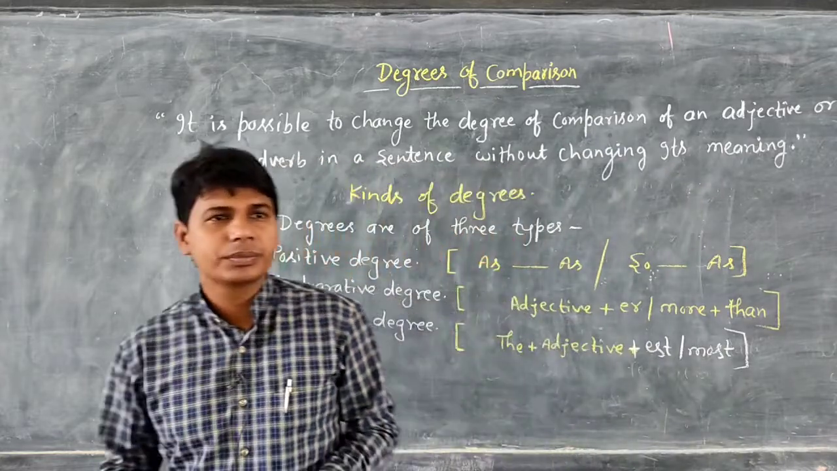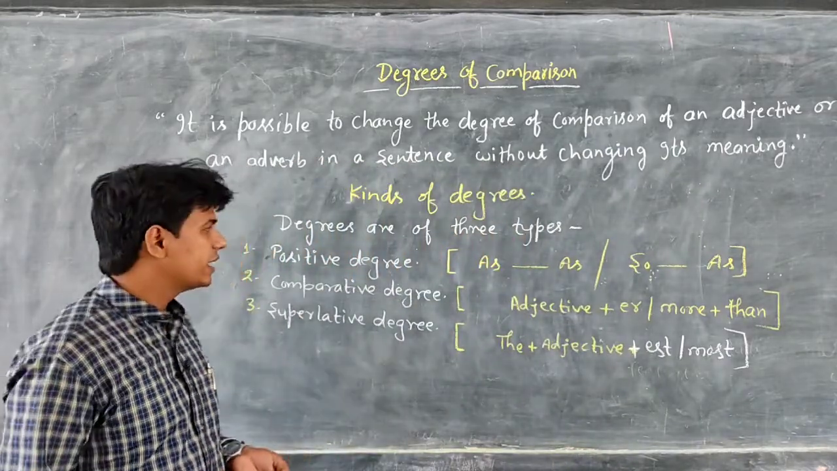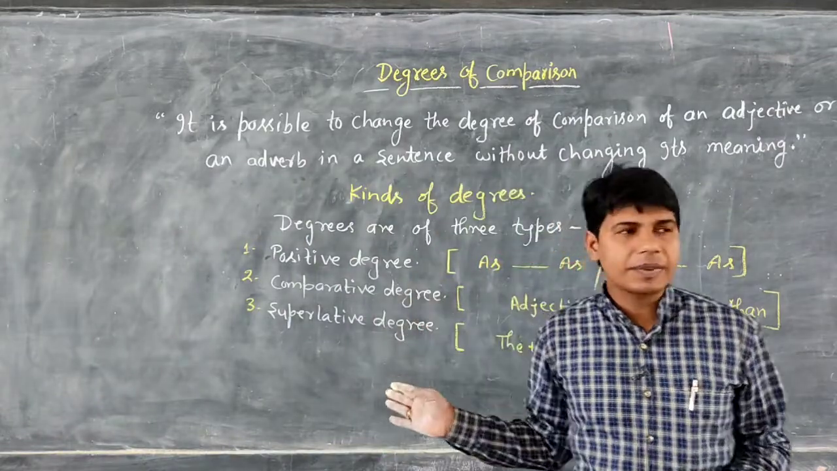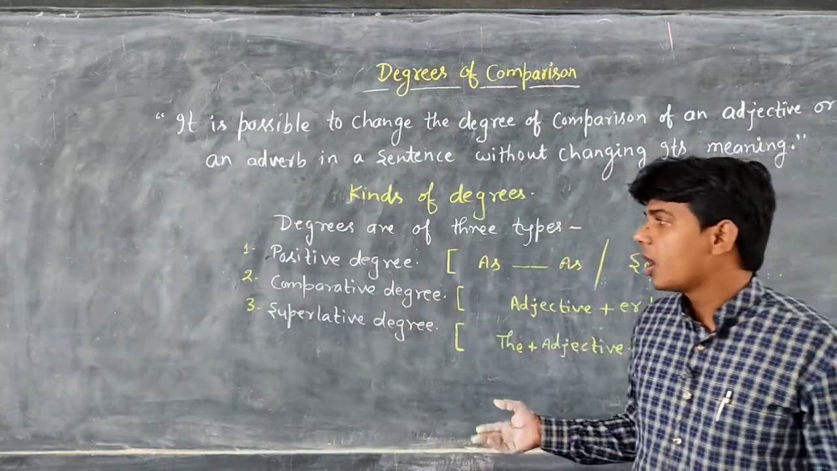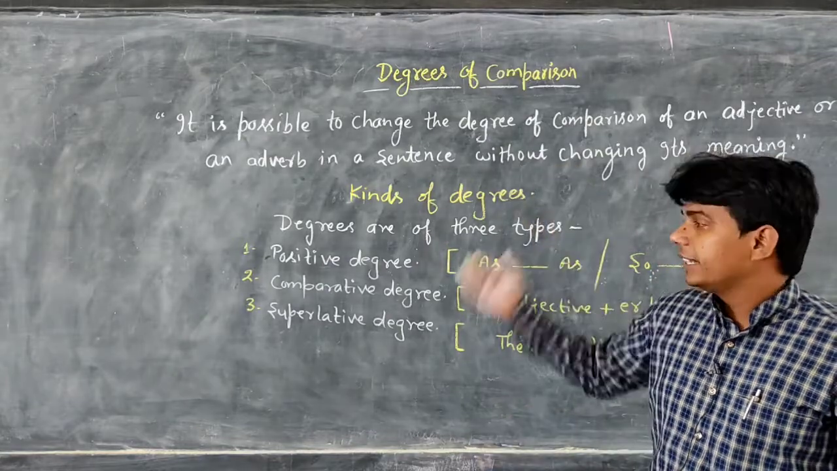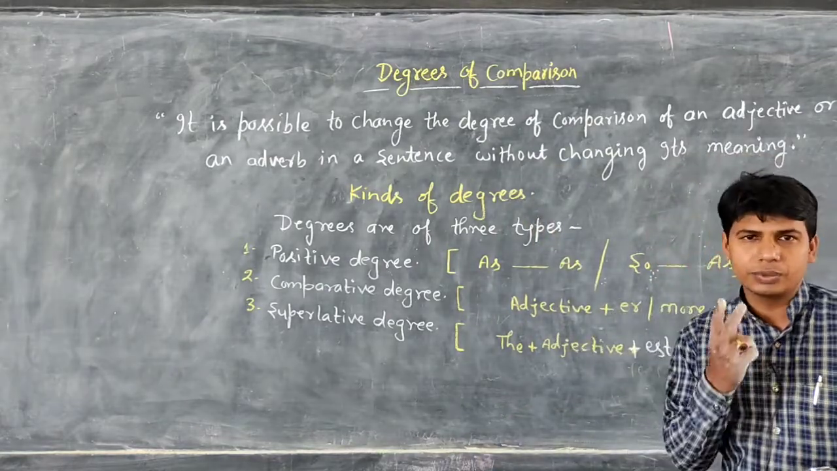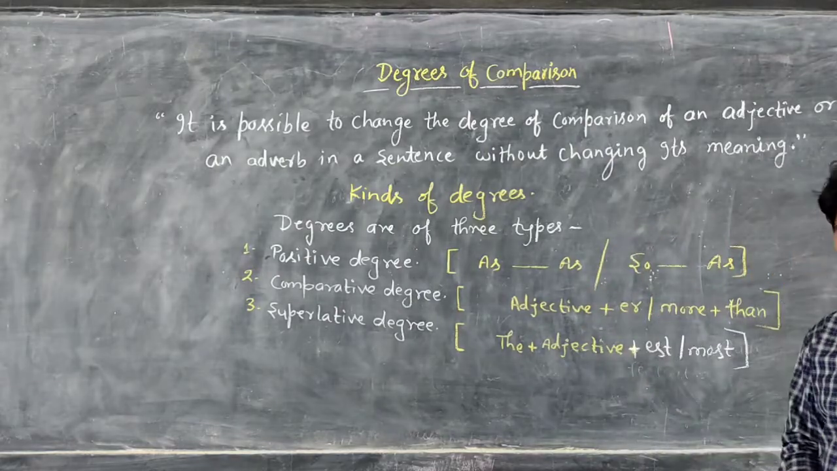Okay, any problem? So I give you 2 minutes to note down all these points. After that I will teach you how to interchange the degrees. Okay, so your time starts now. I give you 2 minutes. Note down all these points.